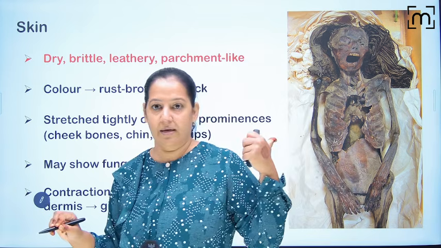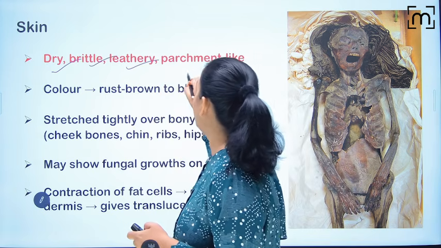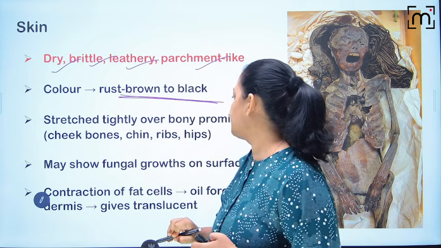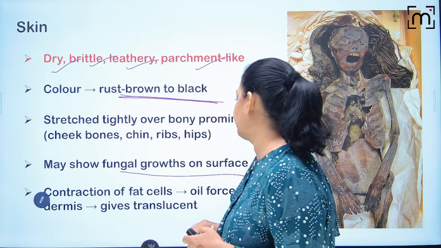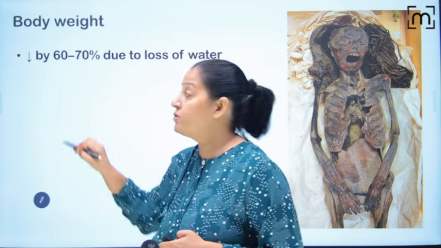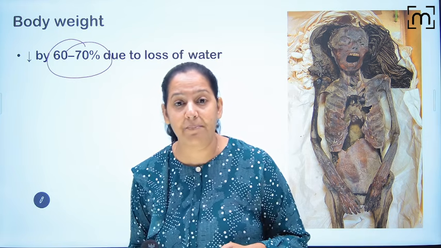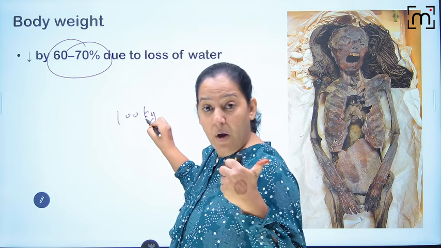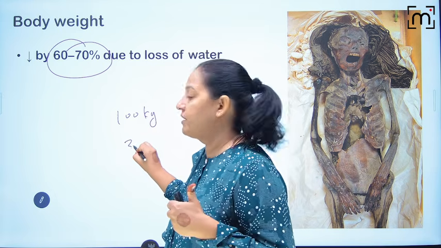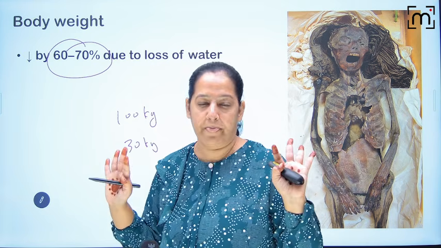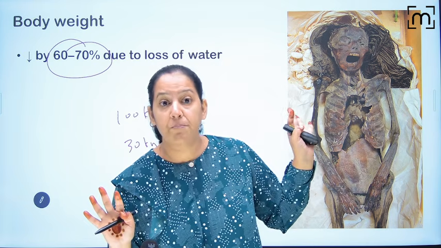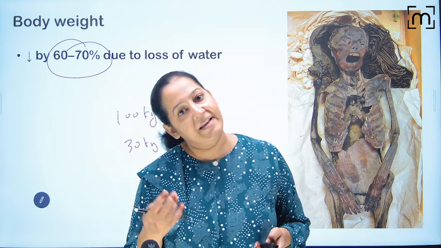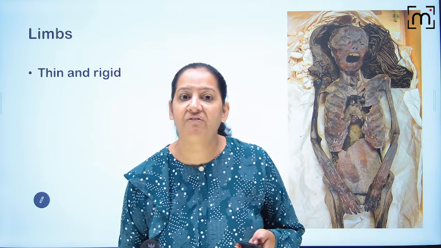The skin of the mummy is dry, brittle, leathery, and parchment type. The color is brown to black. There can be fungal growth on the surface. Body weight is reduced by 60 to 70%. Suppose a person's weight was 100 kg at the time of death. After mummification, it will be only 30 or 40 kg. The remaining is lost in evaporation, because in the human body 60 to 70% is water, and that is evaporated. So significant weight reduction is there.